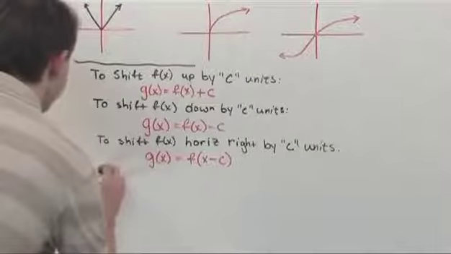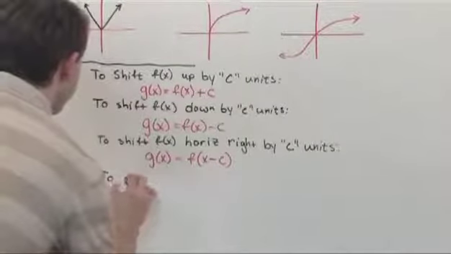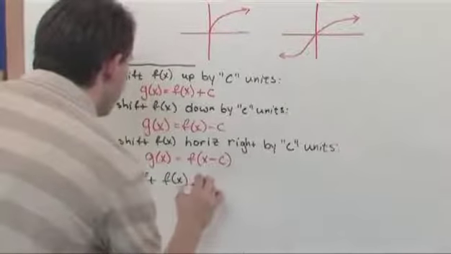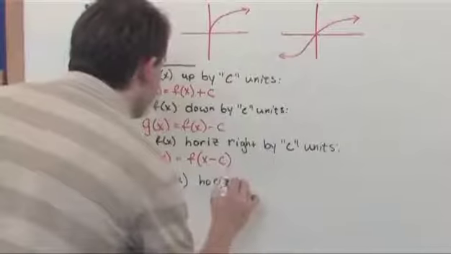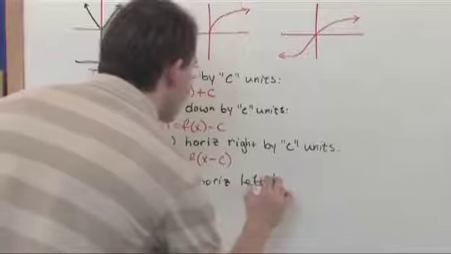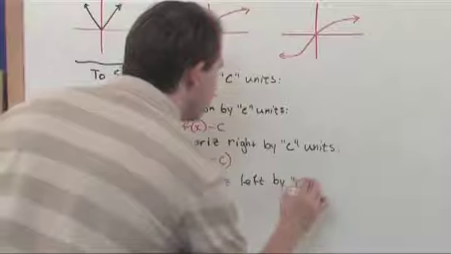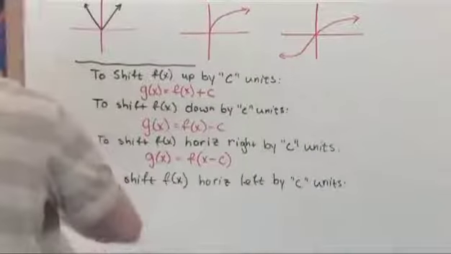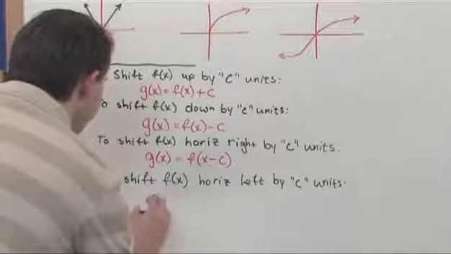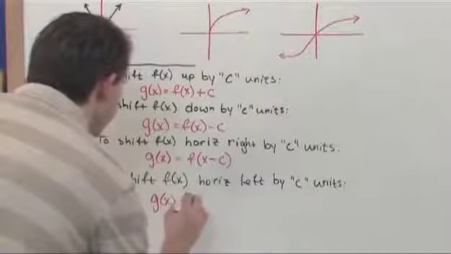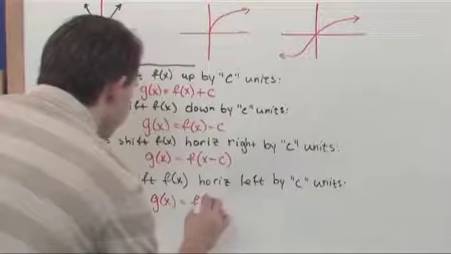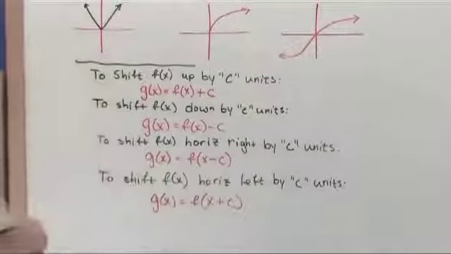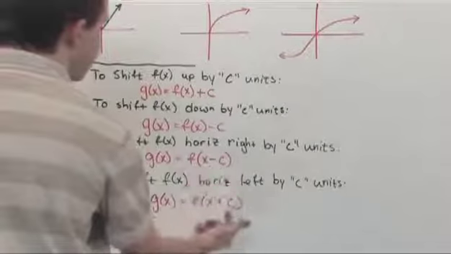The final thing I'm going to write is to shift f of x horizontally left by c units. Okay, what do you think it's going to be? Well, the new function g of x is going to be equal to f of x plus c. Okay. Once you understand this one it just makes sense, because if you go in the opposite direction, you're going to have an opposite sign in here.